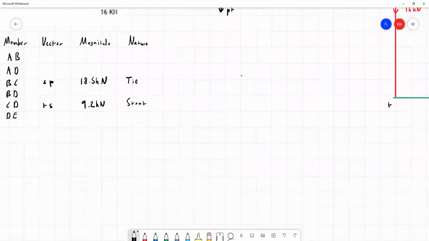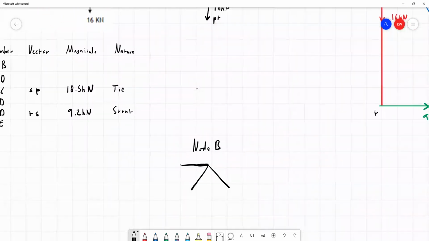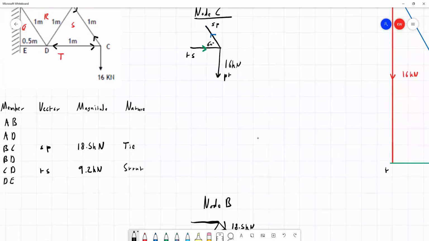Node B has, I'll put a little heading here. Node B has these lines coming into it. These are all representative of members. And we know something else about it as well. We know that this force on the right-hand side, the member BC, is acting away from the node, and we know it's acting away with a force of 18.5 kilonewtons. That gives us a starting point.